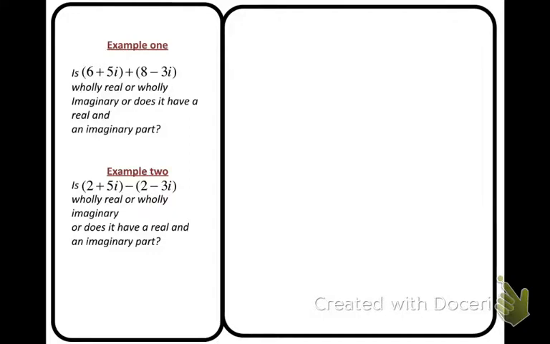Is 6 plus 5i plus 8 minus 3i wholly real, wholly imaginary, or does it have a real and imaginary part? In order to answer that, we have to simplify this expression first. So we have 6 plus 5i. And remember the rules: when you're adding two binomials, if it's being added, you can drop the parentheses. Plus 8 minus 3i. Remember, when it's only being added.